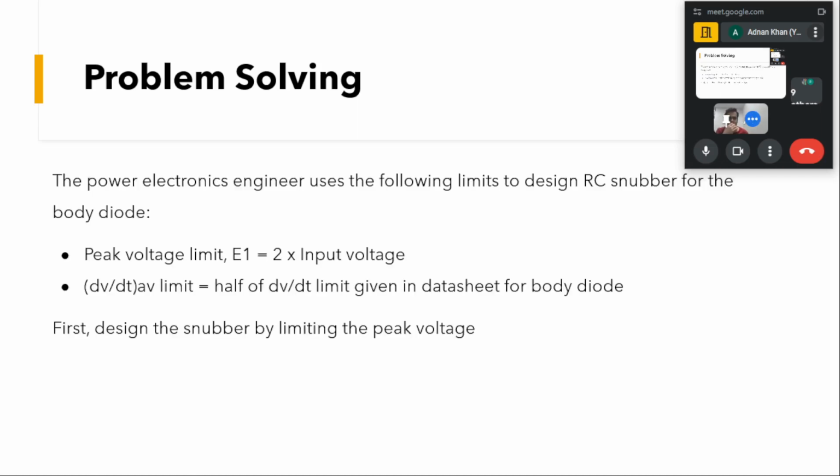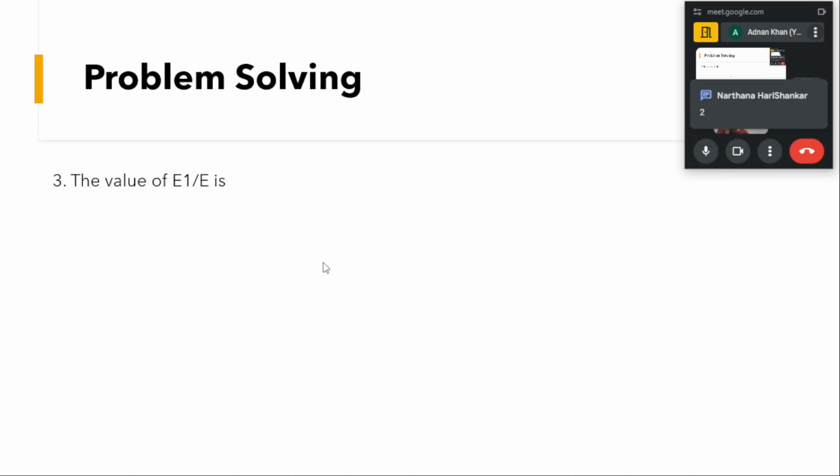If you can see in the previous part itself, it is saying that E1 is twice the input voltage. Input voltage is E, so E1 divided by E will be equal to 2. That is the answer. So this is a simple question. The answer is given in the question itself. E1 will be equal to twice of E, from where we get E1 by E equal to 2. That is the answer to this question.